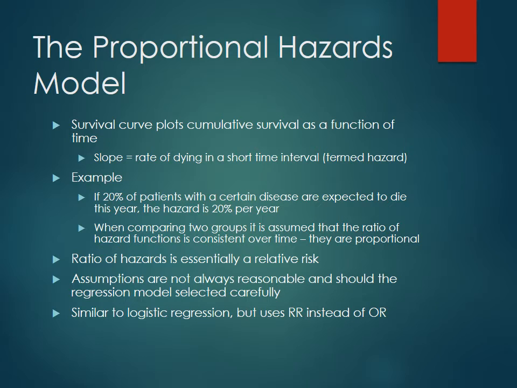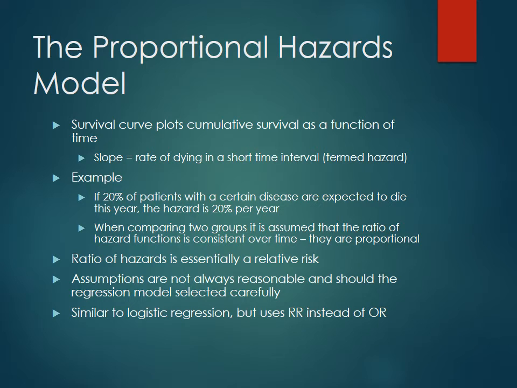So in this case, if 20% of patients with a certain disease are expected to die this year, the hazard would end up being something like 20% per year. Okay, that's where the term hazard is coming from. And then when comparing the two groups, it's assumed that the ratio of hazard functions is consistent over time and that they're proportional. That way, the risk of death or the risk of your event does not change over time. It should be pretty much consistent throughout. So that's one of the assumptions you're making when you do that.